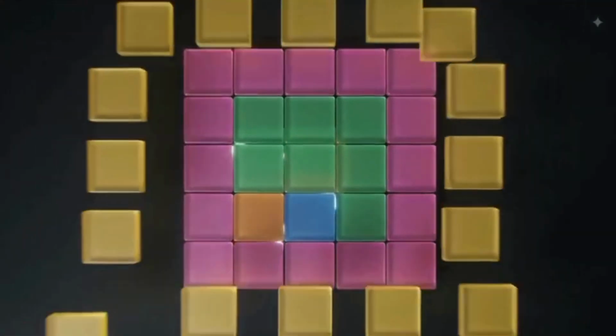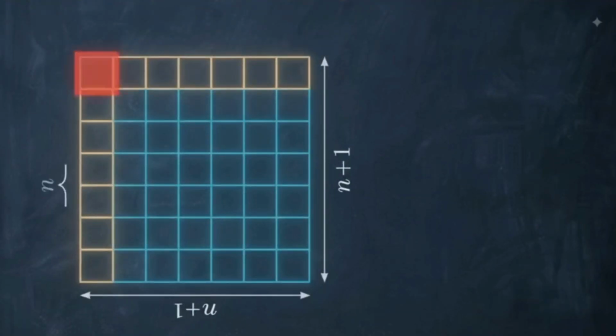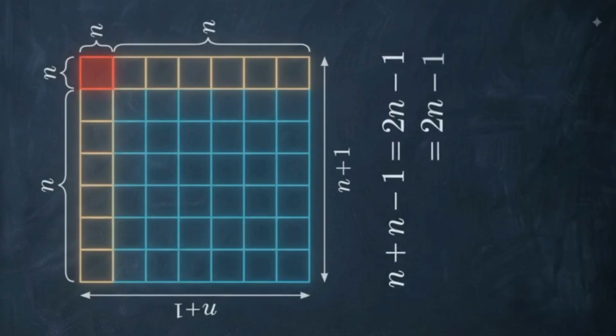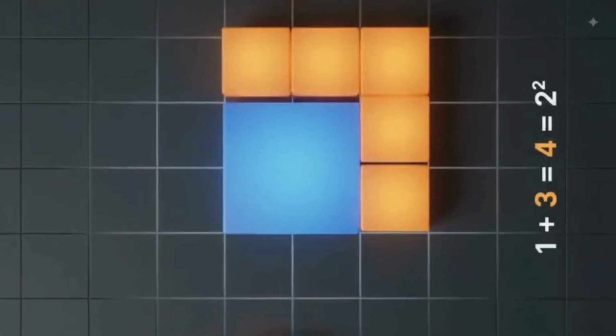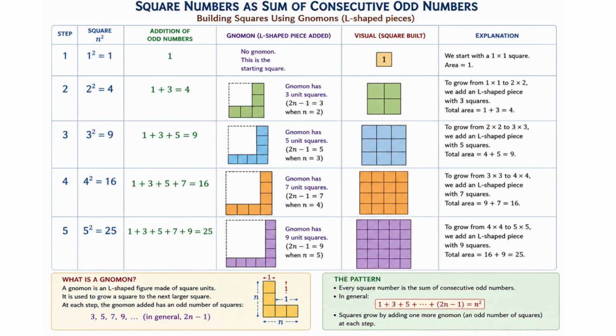So 3 plus 3 minus 1 equals 5. We need to add 5 new tiles, and those 5 tiles form an L shape. Next, 3 squared to 4 squared. We get 4 plus 4 minus 1 equals 7. So we add 7 new tiles. Again, an L-shaped layer.